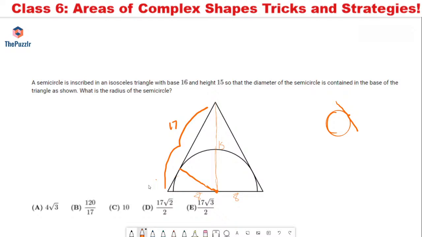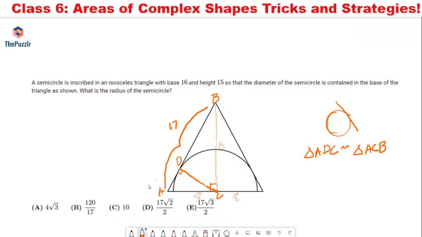Well, does anyone notice any similar triangles? Let me draw this in. This might help. We notice a triangle. Let me label these points: A, B, C, D. So we notice that triangle ABC has a right angle and it has this angle. Triangle ADC has a right angle and it has this angle. Wait a second. We learned about similar triangles. They're similar by double angle similarity. So that means that these angles are similar. More specifically, we have that triangle ADC is similar to triangle ACB.